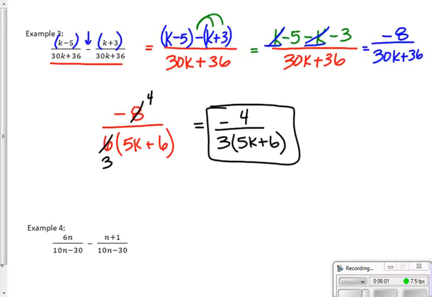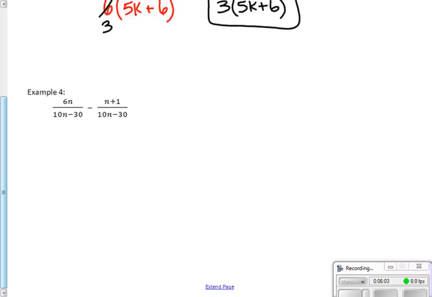Example 4 will be the same process here. We have subtraction. Again, we already have our common denominator. So here's that common denominator. We have 10n minus 30. And maybe you want to go ahead and factor out the 10 right away. Might save you a step in the end. Basically what we have here is a monomial, 6n, and you are subtracting by a binomial, n plus 1.